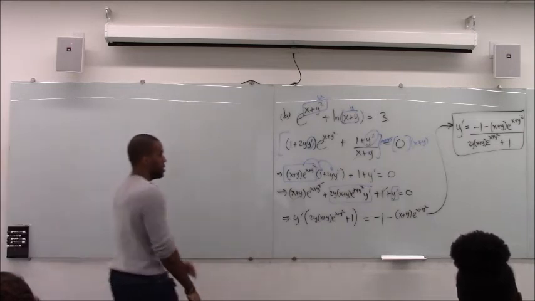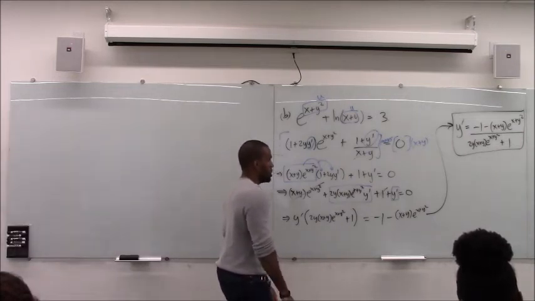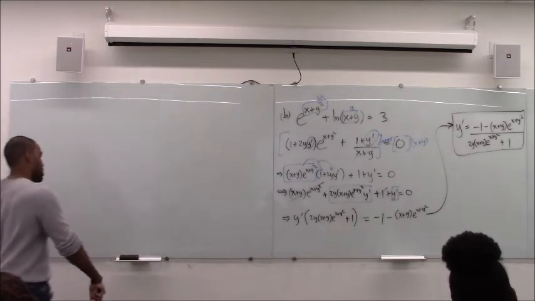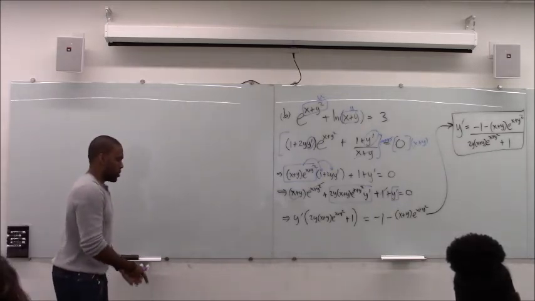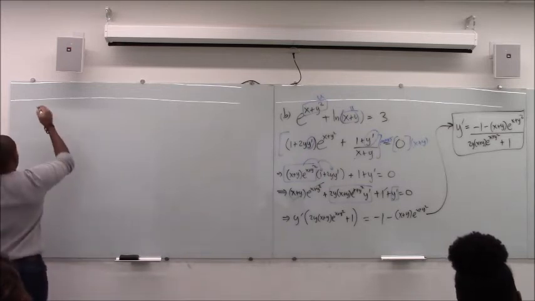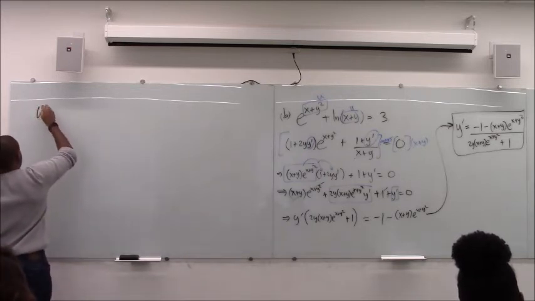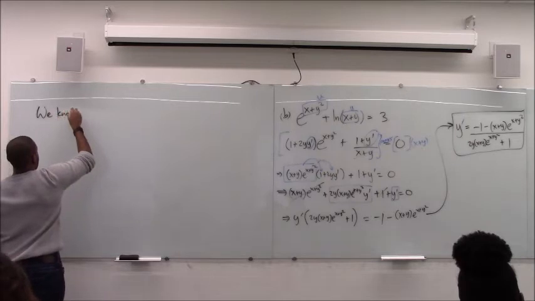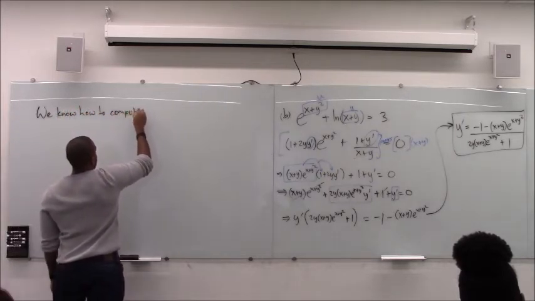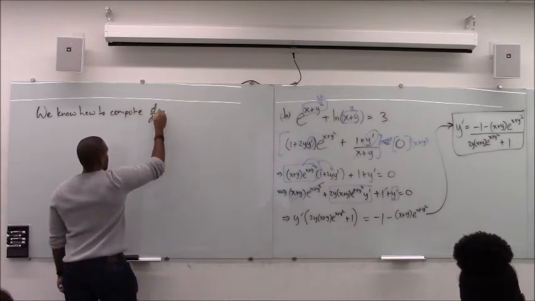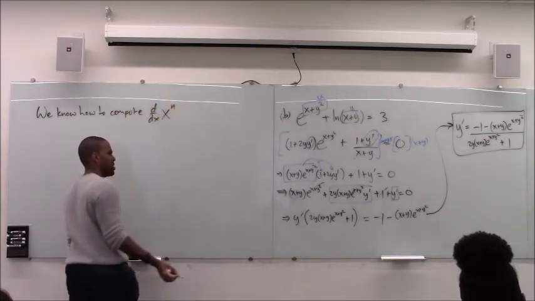Now we're going to use implicit differentiation to derive another formula that will be convenient, as well as to help us with another technique. So let's segue into that. We know how to compute, if I ask you what is the derivative of x to the n, we know the answer to that.